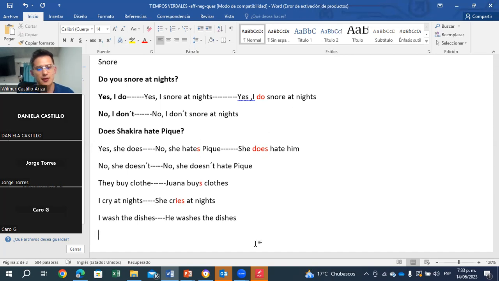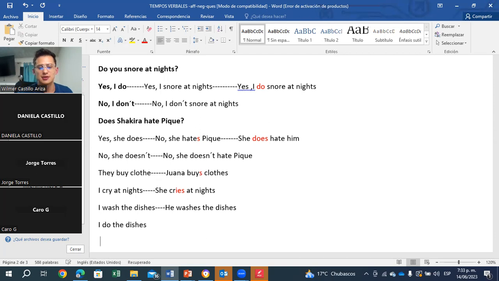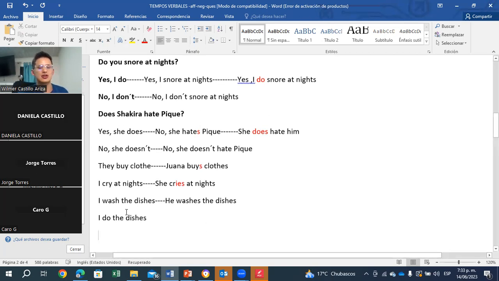Do the dishes. The dishes, exactly. So you can say I do the dishes. That's very common. Digamos, dos formas de decir lavo los platos, ¿no? I do the dishes, como decir yo hago los platos, pero quiere decir yo lavo los platos. And I wash the dishes, just to take that into account, okay?